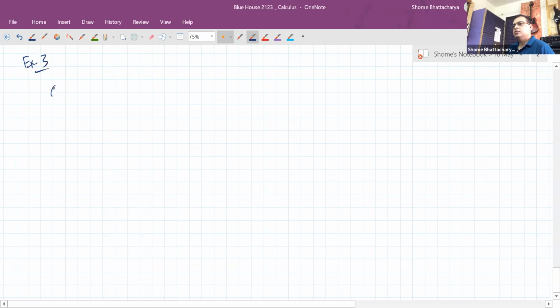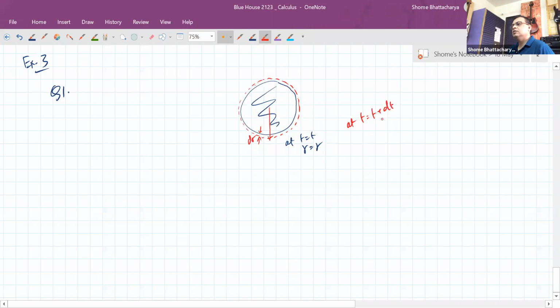So exercise 3, question number 1. Let's interpret it visually. You have, let's say, a disk which at some time t has a radius equal to r. Now because we are heating it, it's expanding very slowly. So after a very short time, its radius would have expanded by a very small amount, which is dr. So at a new time of t plus dt, the radius has become r plus dr.